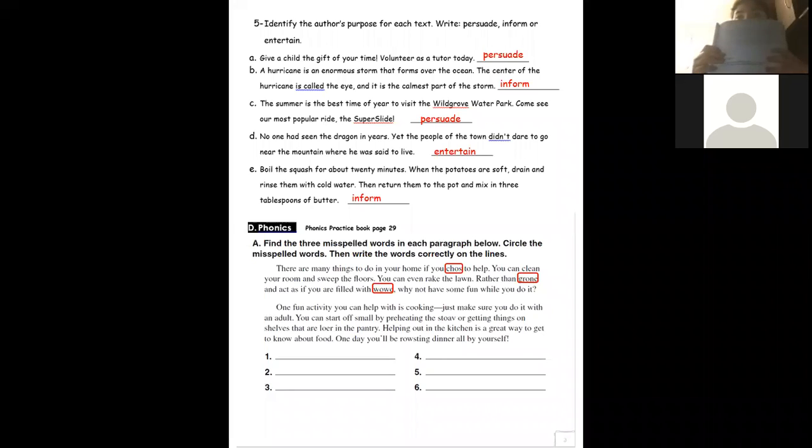You can start off small by preheating the stove. Stove is wrong. How should we write it? STOAVE. Yes. Or getting things on shelves that are lower. Lower also is wrong.